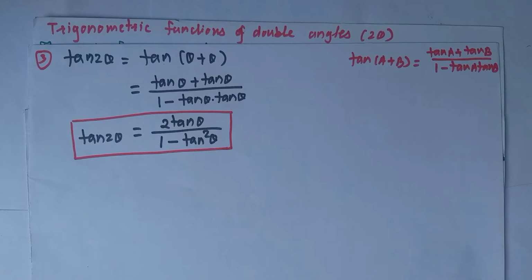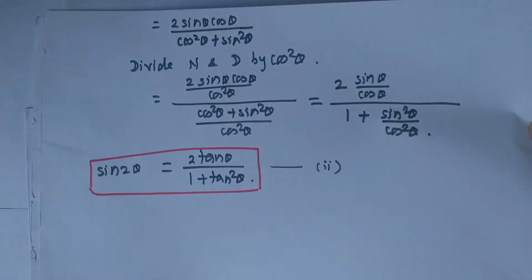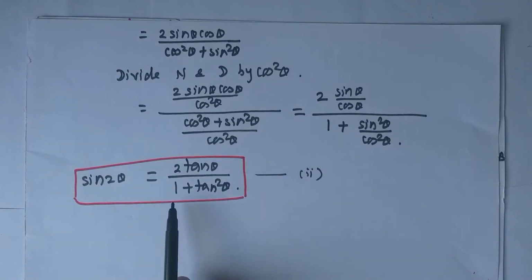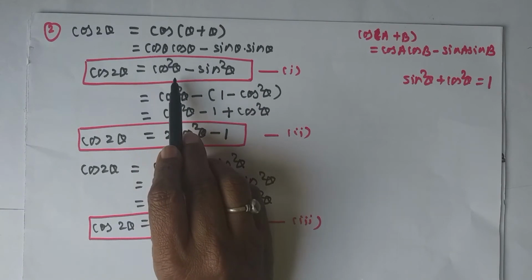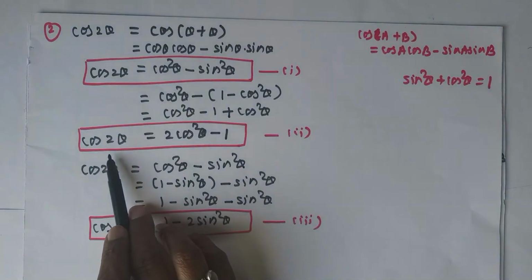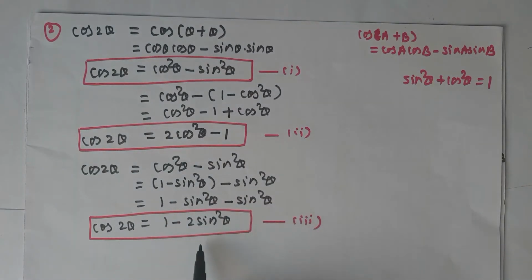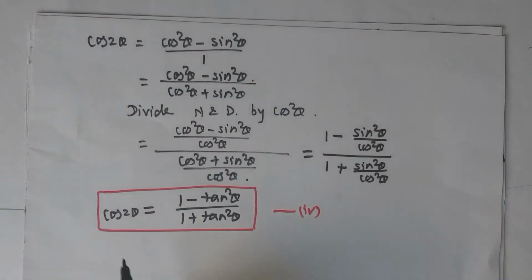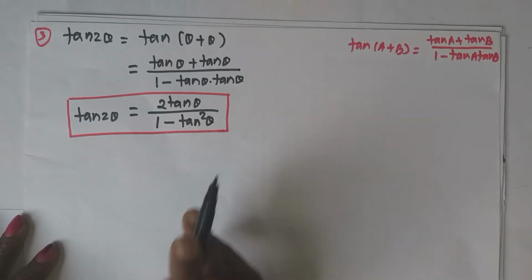In this way we have proved the formula for sin 2 theta as 2 sin theta cos theta. Then the next formula for sin 2 theta is 2 times tan theta divided by 1 plus tan square theta. And for cos 2 theta, the first formula is cos square theta minus sin square theta. Then second is cos 2 theta is equal to 2 cos square theta minus 1. Third is cos 2 theta is equal to 1 minus 2 sin square theta. Then the fourth formula for cos is cos 2 theta is equal to 1 minus tan square theta divided by 1 plus tan square theta. And the formula for tan 2 theta is 2 tan theta divided by 1 minus tan square theta.